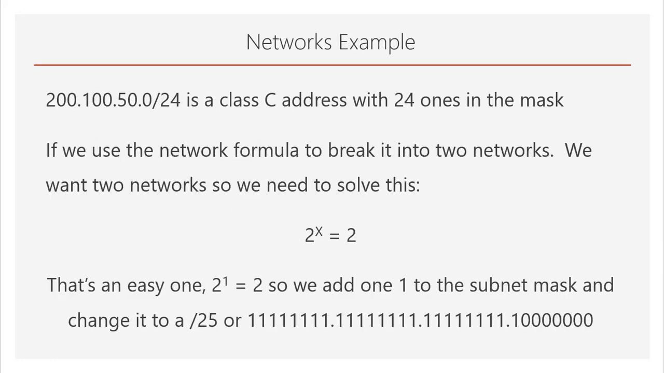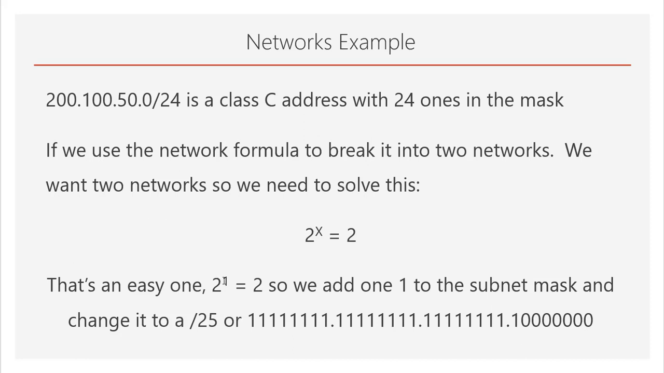All right, so let me show you how this works. So I have 200.100.50.0/24. It's a Class C address. There's 24 ones in the subnet mask. If we use the network formula to break it into 2 networks, we want 2 networks, so we have to solve the network formula. So we get 2 to the x equals 2. Remember, it's 2 to the x equals number of networks. We want 2 networks, so we know the formula, and they've given us the answer. We just have to figure out what x is.